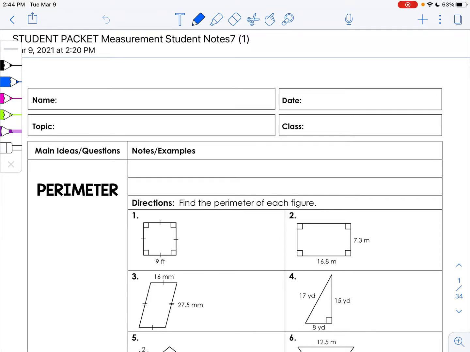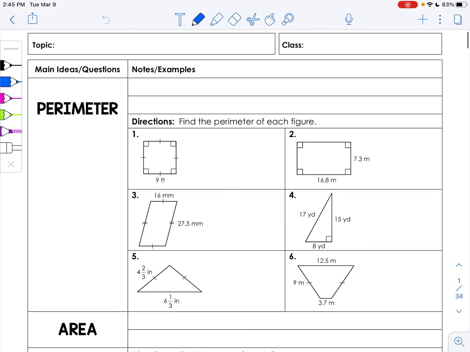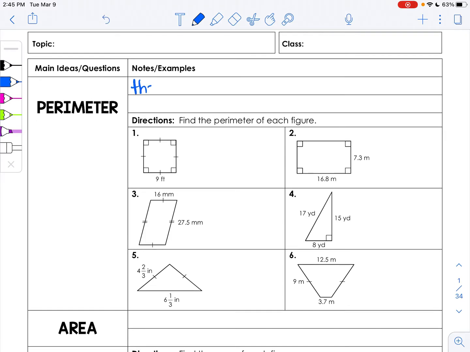In this lesson, we're going to be reviewing area and perimeter. First, let's take a look at perimeter. Remember, perimeter is going to be the sum of the sides that measure around a 2D shape. So no matter what shape you have, if you add together all of the sides, you get the perimeter. So when we take a look at number 1, we have a square.